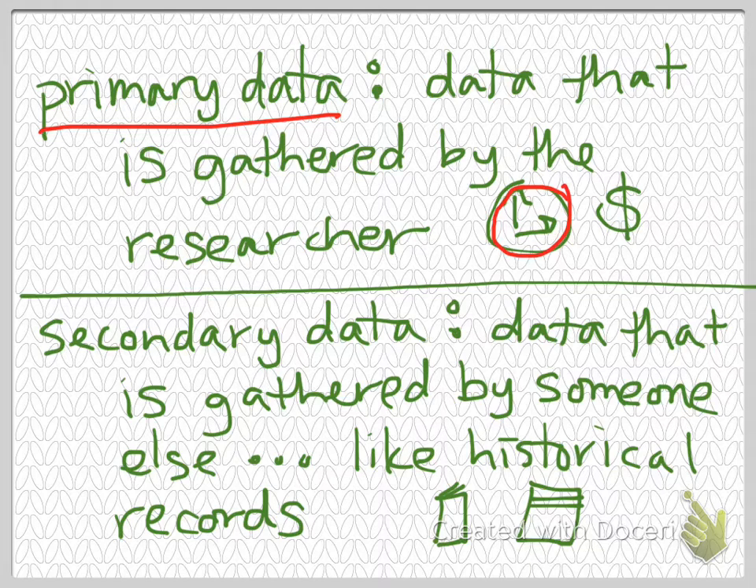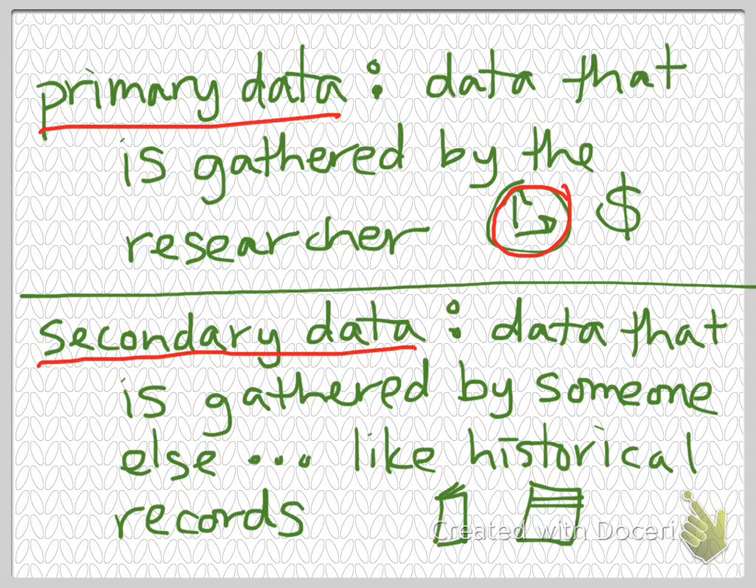Secondary data. That is data that is gathered by someone else. It's like historical records. Like you could read a book, or you could read a newspaper, you could go online, anything that someone has already done, like a census record or legal documents, court records, anything like that would be secondary data because someone else collects it, but you could still use it if you're doing some type of a study.